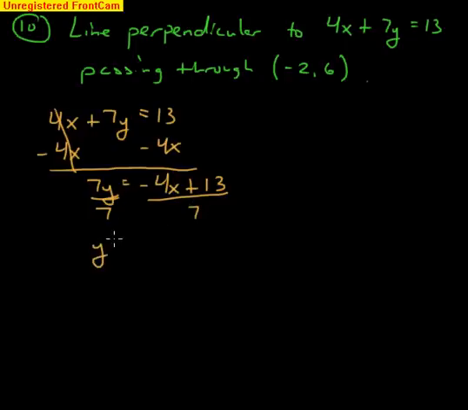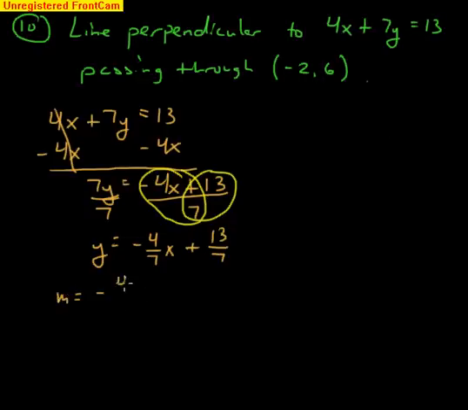When you divide by 7, y equals, you divide both by 7. Both, so it's 2 divisions. -4 divided by 7 is just -4/7 x. Positive 13 divided by 7 is just positive 13/7. They don't simplify. So this is all just so we can identify the slope of this line. The slope of this line is -4/7.